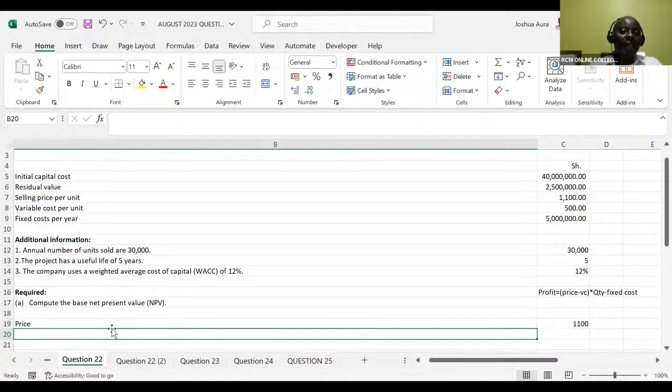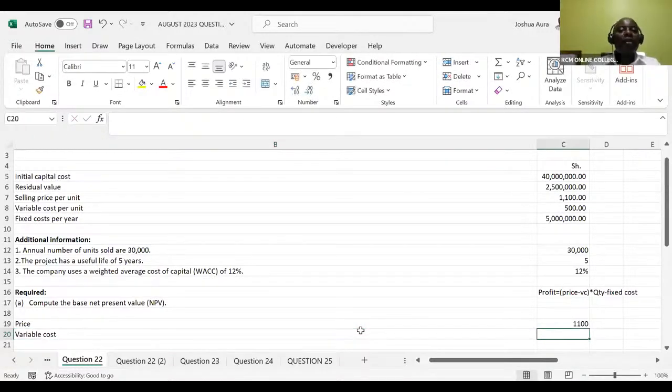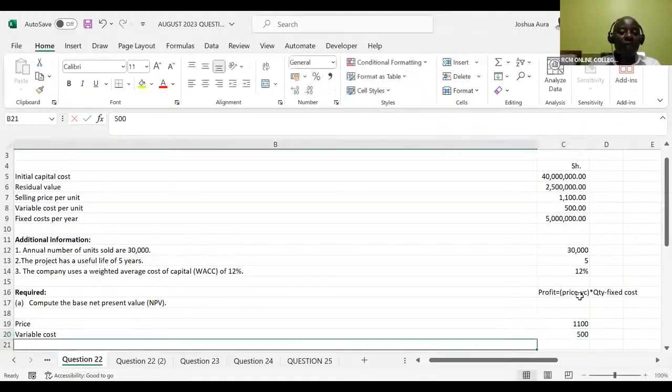The next thing I need is the variable cost. I'm following this formula, so I'll write here, variable cost. I say tab. So then I'm having there 500. Ladies and gentlemen, after that, I would want to get the contribution margin. So I say enter, and then I write contribution margin.